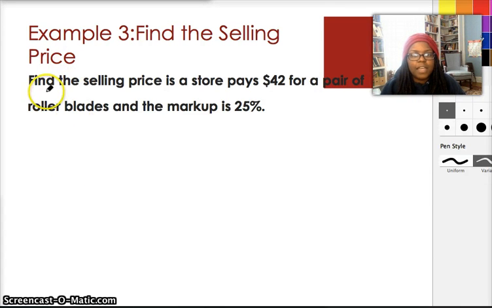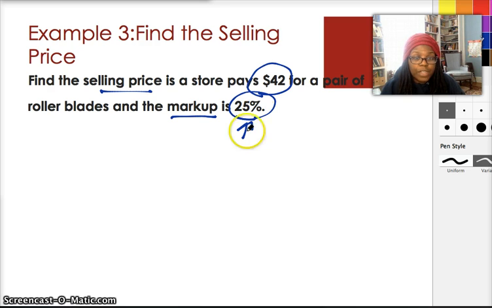Find the selling price if a store pays $42 for a pair of rollerblades and then marks it up 25%. So basically, this is an example of the markup, where the store purchases it for one price and they're going to give it to us at another price. So we're finding the selling price if we know that an additional 25% will be added on.